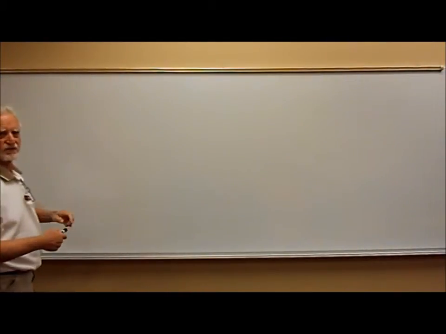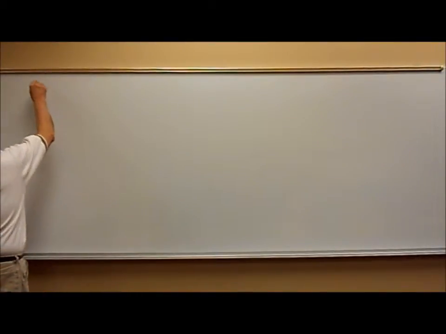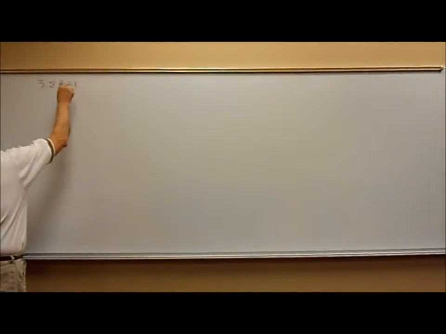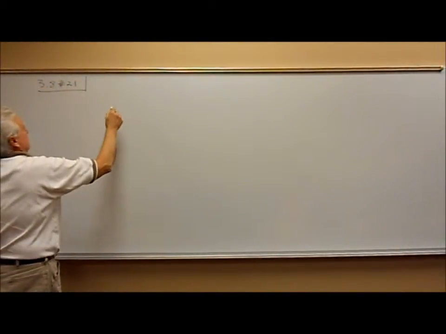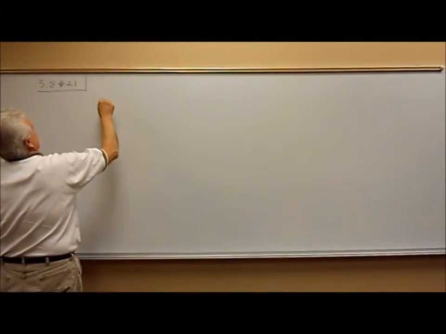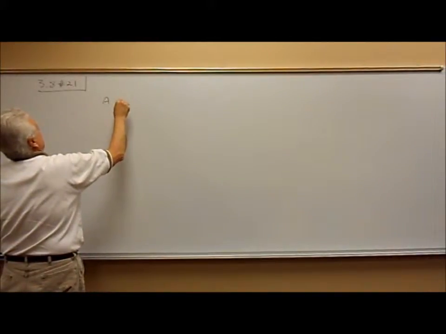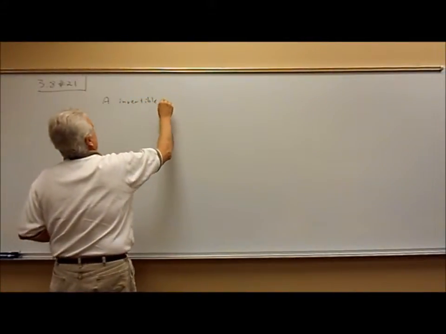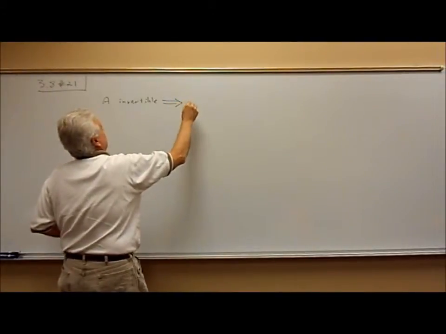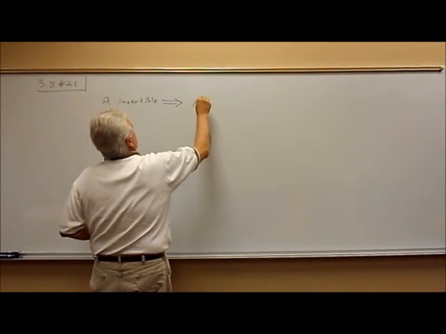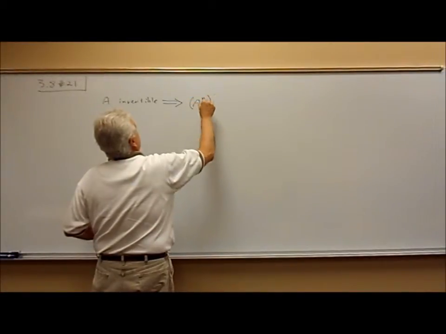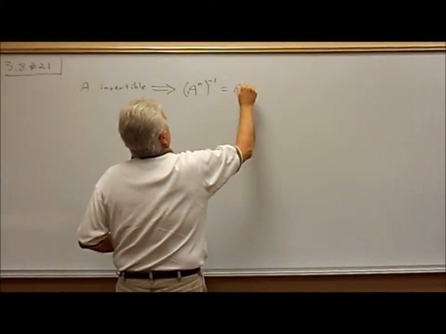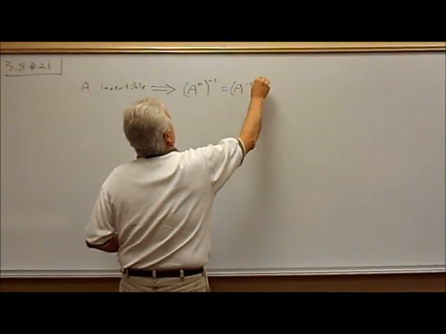Okay, so this is problem 3.8, number 21. Which basically says, assume that A is an invertible matrix, and show that the inverse of the nth power of A is the same thing as the inverse of A raised to the nth power.